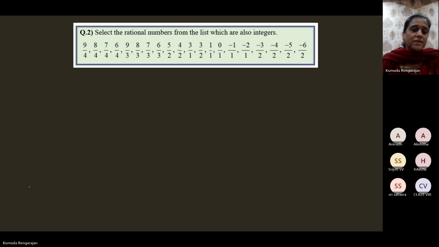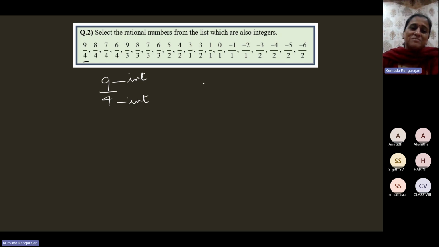Yeah. So 9 by 4, is it rational? I want the answer from you. No, ma'am. 9 by 4 is not rational. No, ma'am. It is rational. P by Q form. Integer by integer.